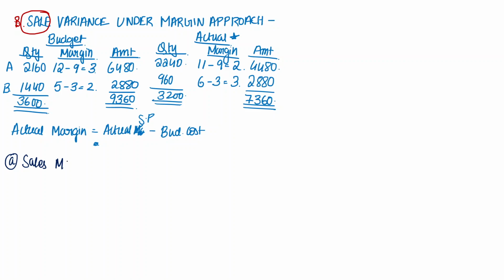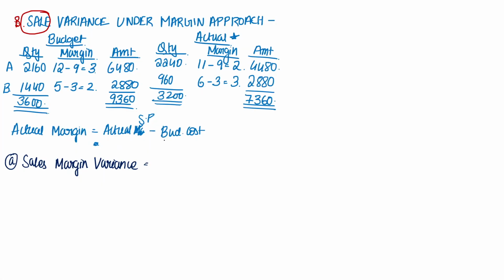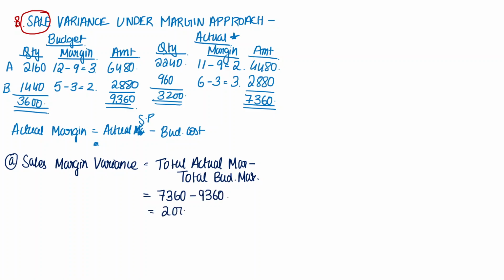Sales margin variance, the overall sales margin. That is equal to total actual margin minus total budgeted margin. That is equal to 7360 minus 9360, which is 2000 adverse.